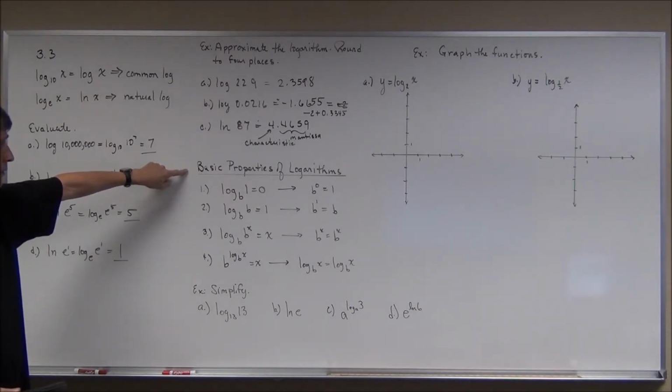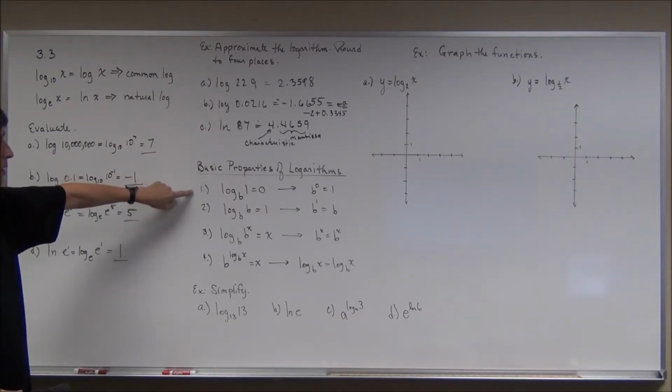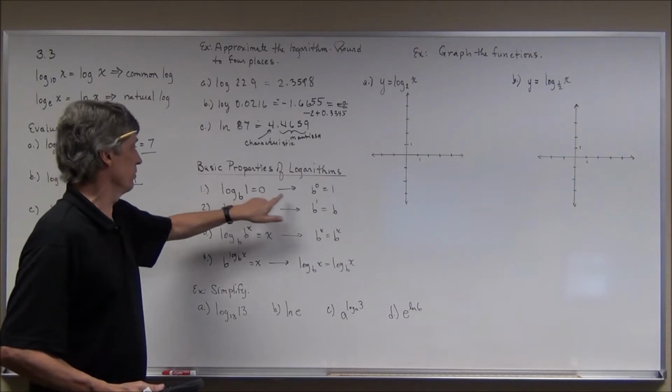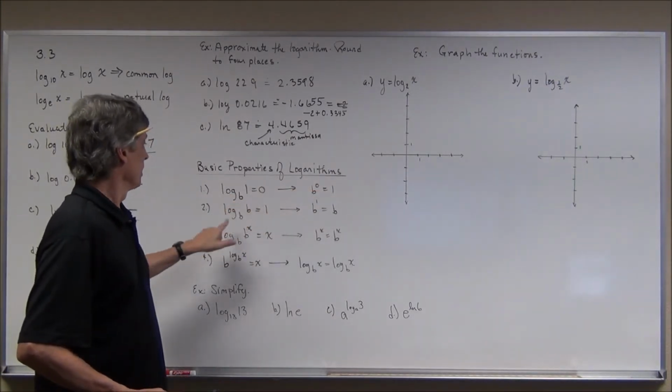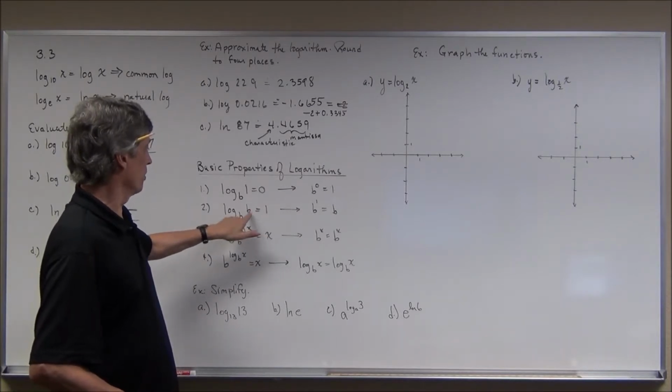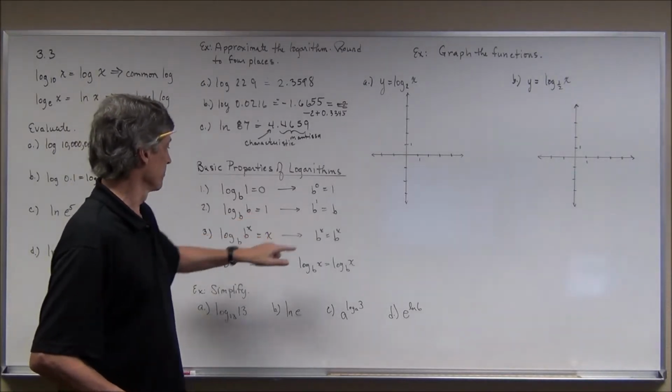There are several properties of logarithms that we're going to be needing. These first ones here are fundamental, that the log base b of 1 is always 0, because if you take the base to the 0 power, you get 1. Log base b of b is equal to 1. Again, because if you take b to the first power, you're going to get b.